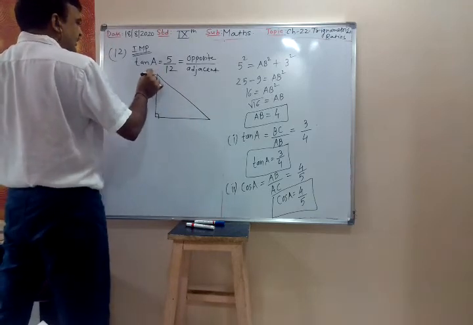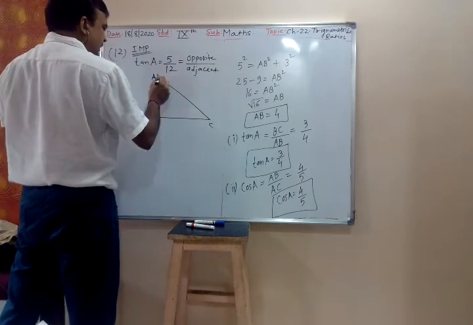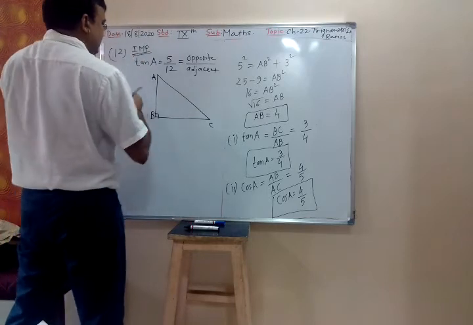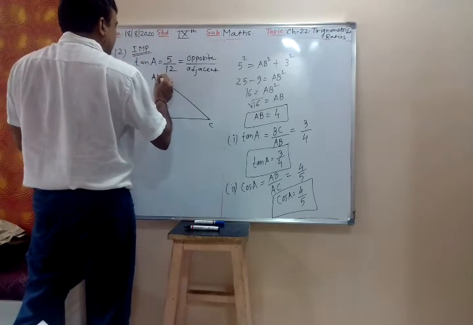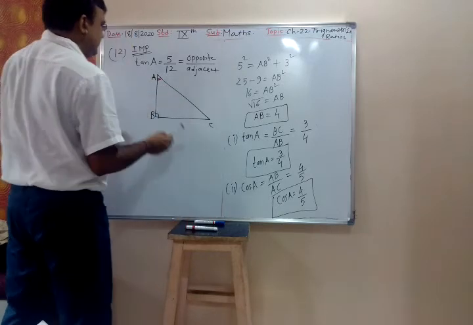A is an acute angle. So A, B, C. A is my reference angle, because you are given tan A. Now this AC is the hypotenuse.